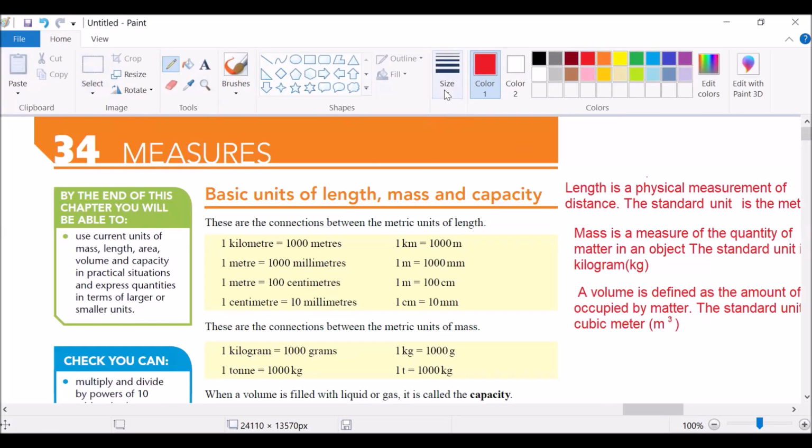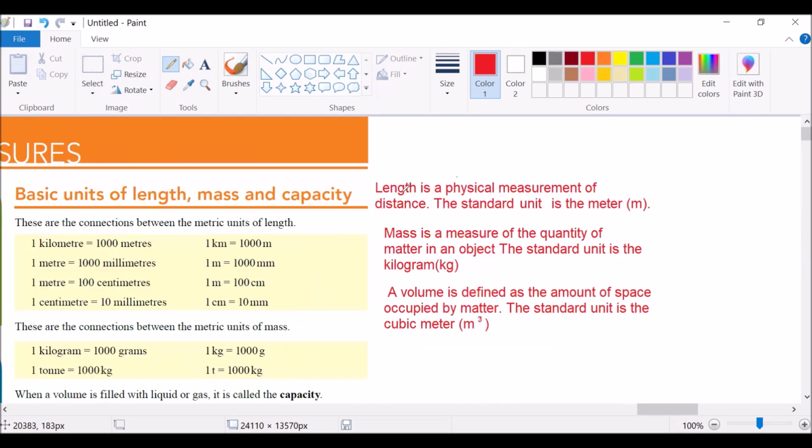Today we are looking at this topic, measures in O-Level, Cambridge and SimSec Mathematics, as well as Cambridge IGCSE. By the end of this chapter, we must be able to use units of mass, length, area, volume, and capacity in practical situations and express quantities in terms of larger or smaller units.